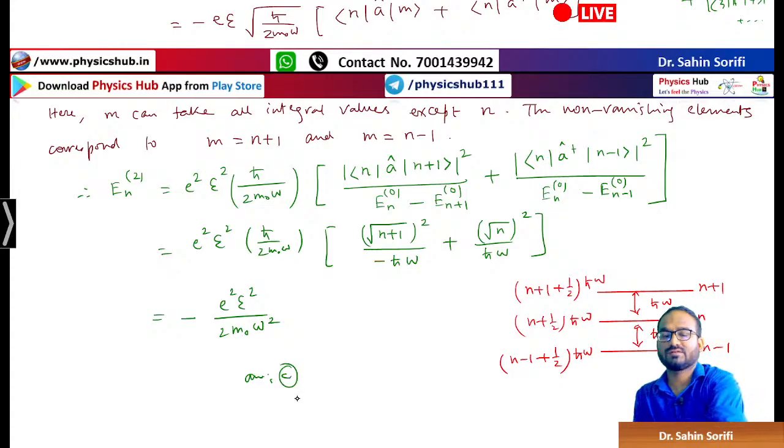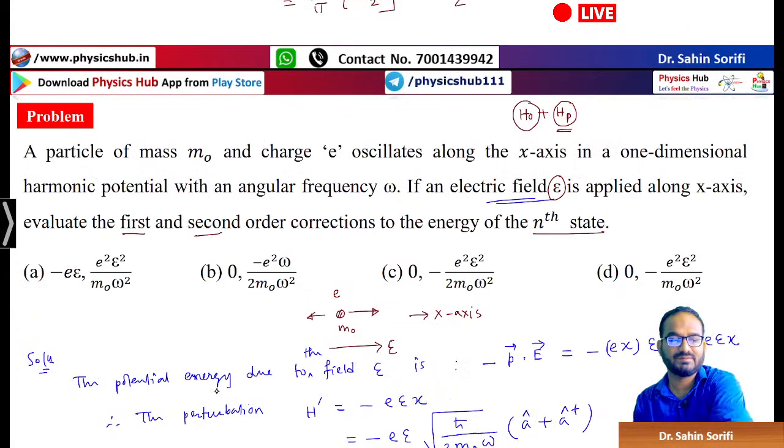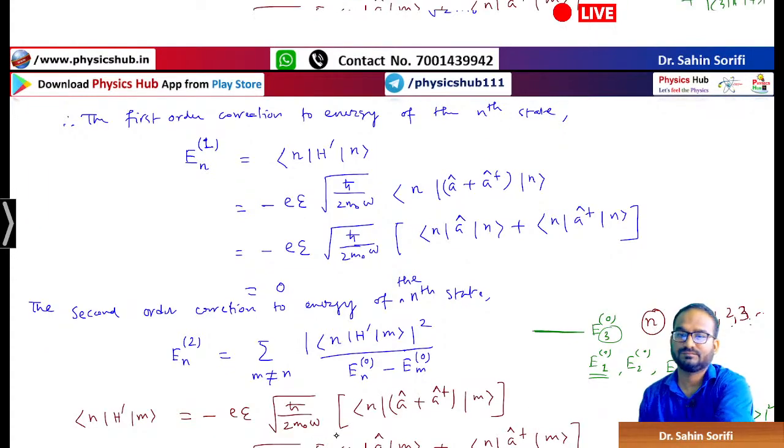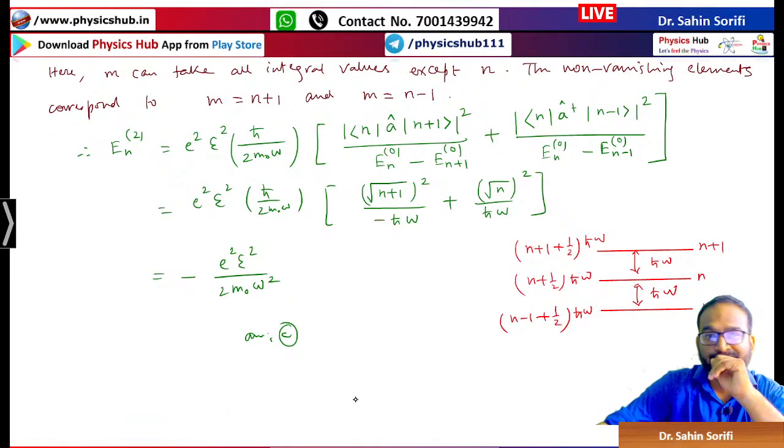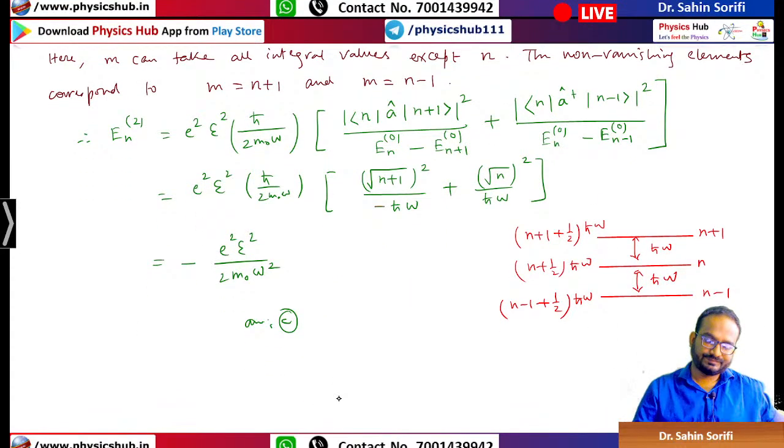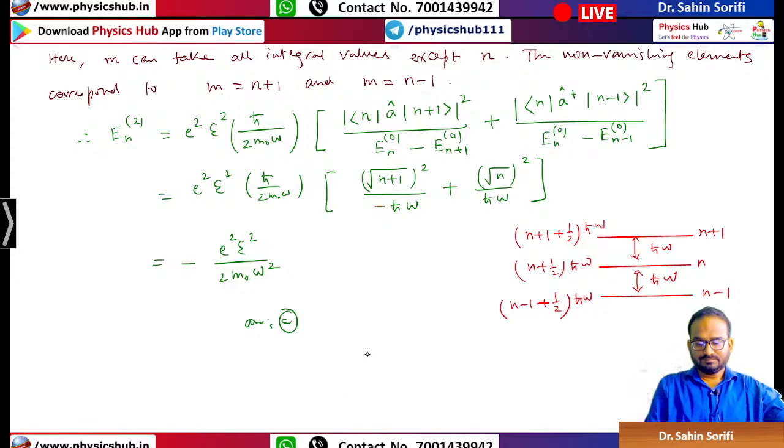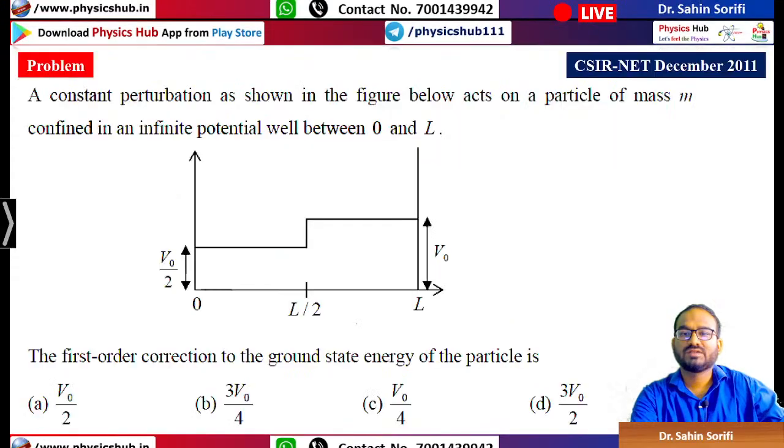So this is a little bit complicated problem, but I think for conceptual development, you need to solve this kind of problem. Is it clear? Later on, when we practice this question, you will find it super easy. Let's move on to the next question.